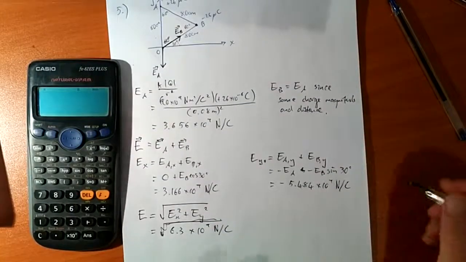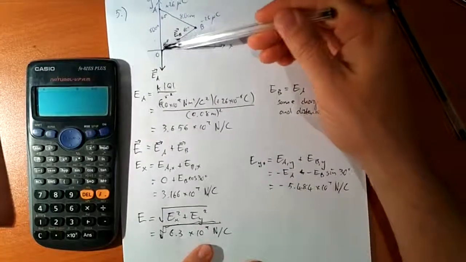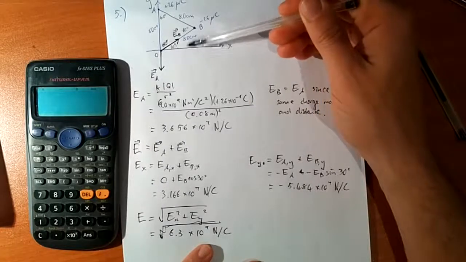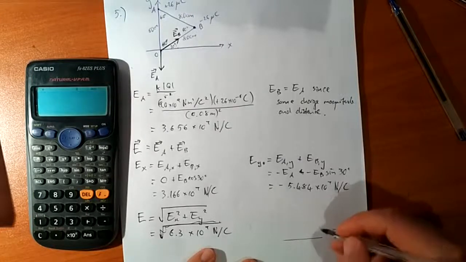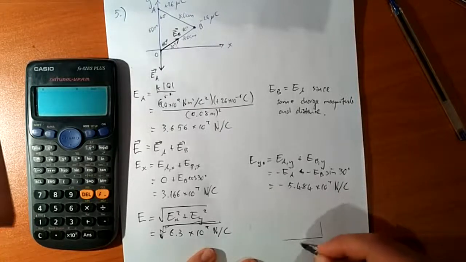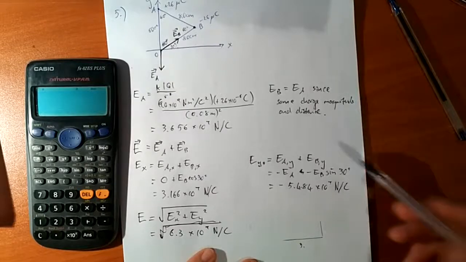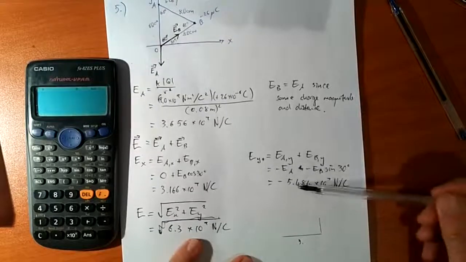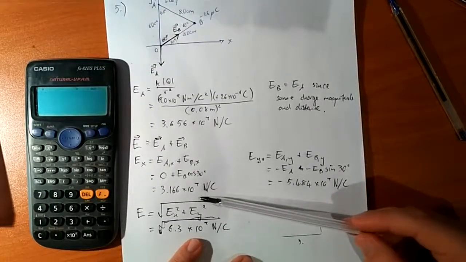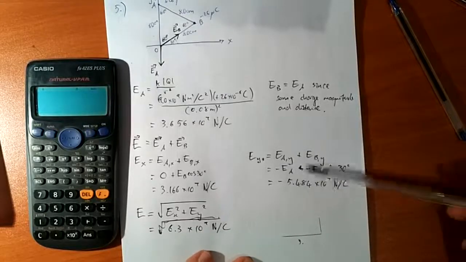Now for the direction. How do I get the direction? Okay, so x component is here, it's positive, and its y component is negative. So let's make that triangle. So I've got my x component here, the y component there, so this is 3.166. See, now this doesn't quite make sense to me. Why is this value more than that value?